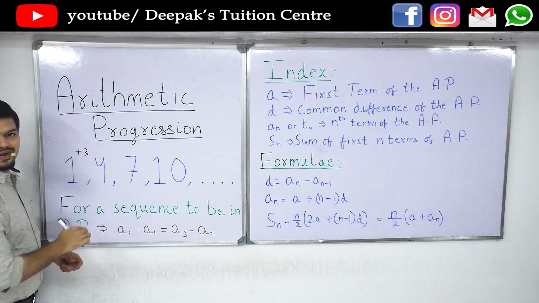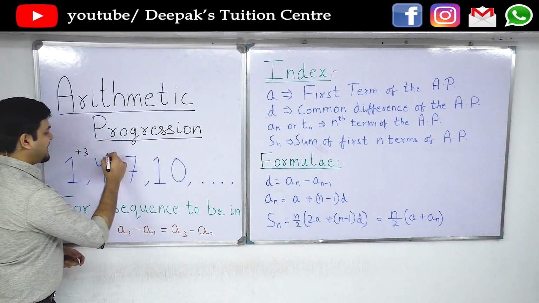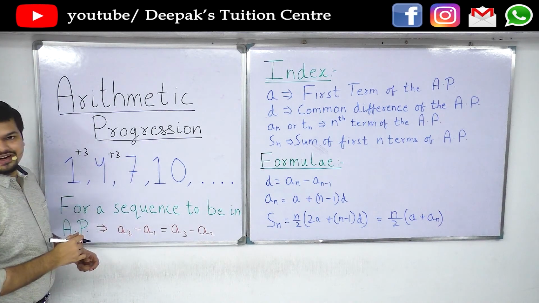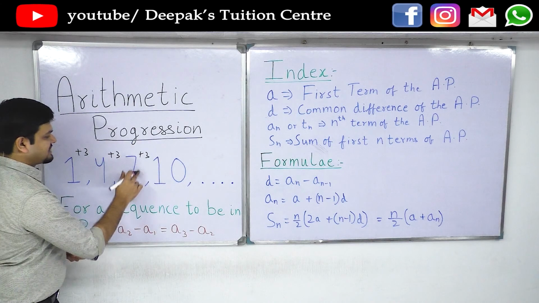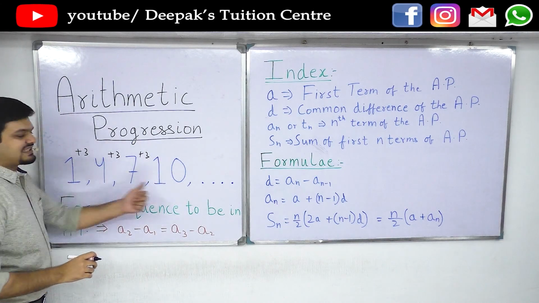So 1 plus 3 is 4. The next number 7 is obtained by adding 3 to the second number. So 4 plus 3 is 7, and so on. So 7 plus 3 is 10. Therefore this is an AP.